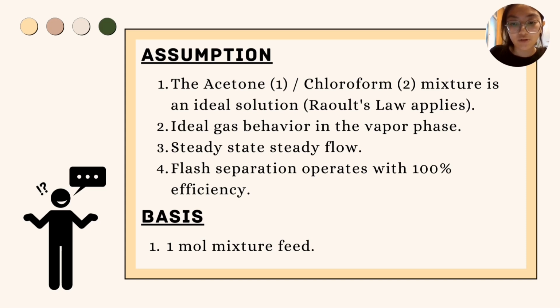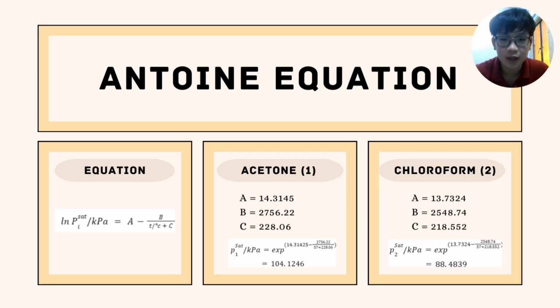For our basis, we consider a one mole mixture rate. Now I will introduce the Antoine equation, which can help us to calculate the saturation pressure. The equation is ln P sat equals A minus B over temperature in degrees Celsius plus C. There are three parameters, A, B, and C, for the Antoine equation. We can refer to Appendix B, Table B2 in the textbook to find the parameters for the different components.